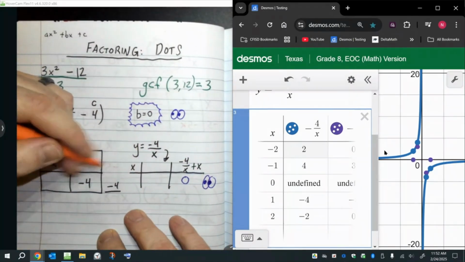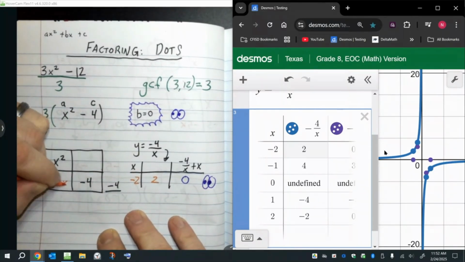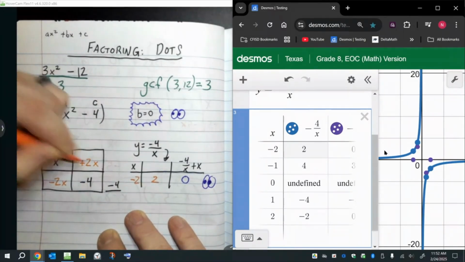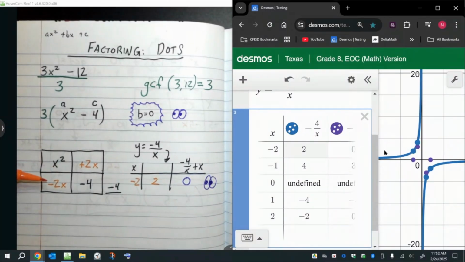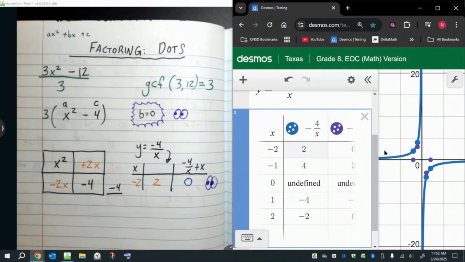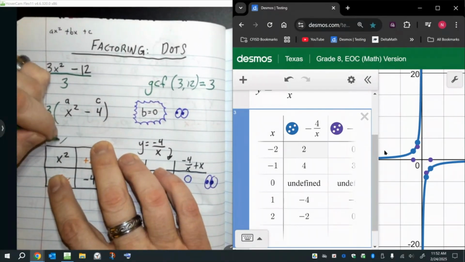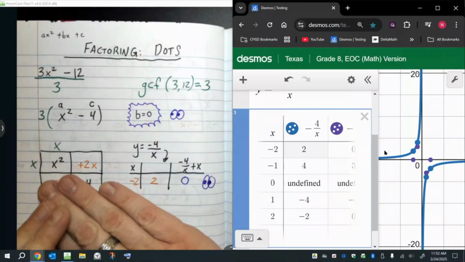Wait, so you're saying this is negative 2 and this is positive 2? Yeah, so this is negative 2 with an x and this is positive 2 with an x. Yeah, they're going to add to 0. And they multiply to negative 4. Cool, so now let's just find the GCF of everything. All right, what gets me an x squared? Oh, x times x.